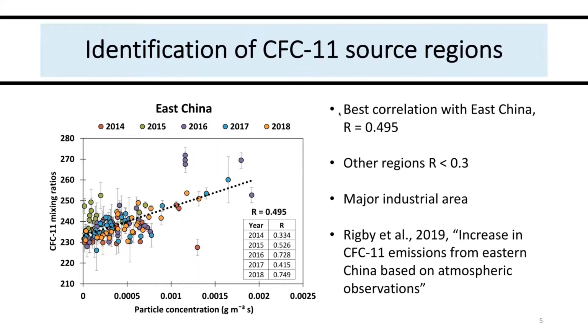East China is a major industrial area, and it has been previously identified as a source region of other chloromethanes, such as methyl chloride and carbon tetrachloride. East China was also identified by another study by Matt Rigby and co-authors as a likely source region of CFC11.